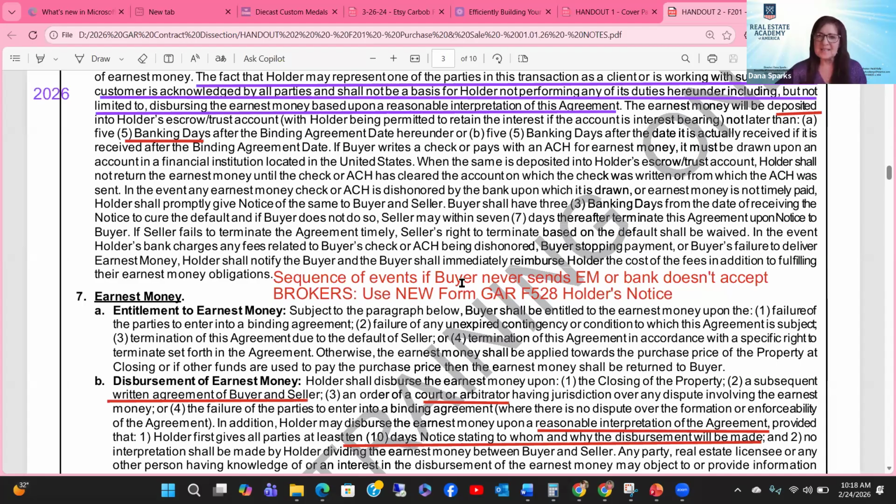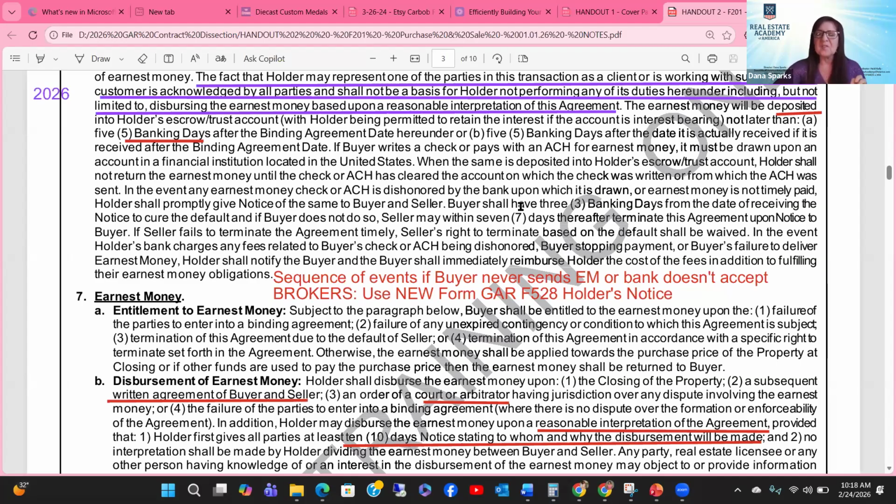And in 2026, you brokers here, there is a brand new GAR form. As a broker, it's one of my favorite new forms, F528. It is the holder's notice to send to the buyer and the seller that the earnest money was either never received or not honored by the bank. That date of that notice kicks off all these time frames.